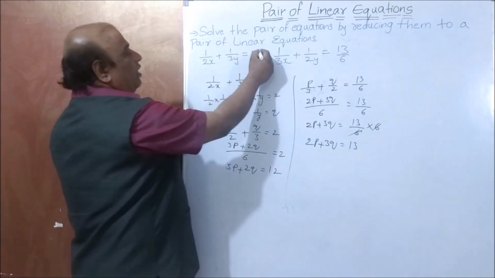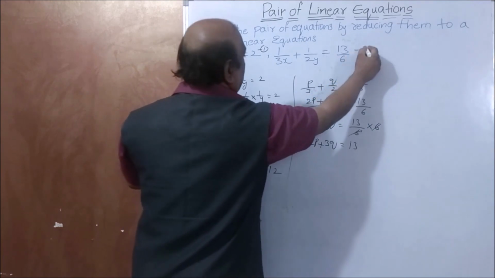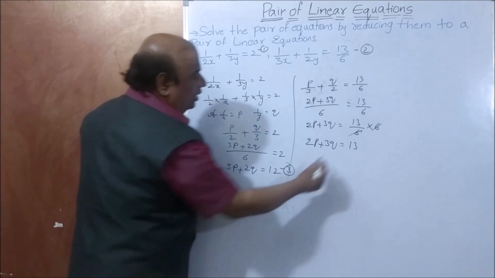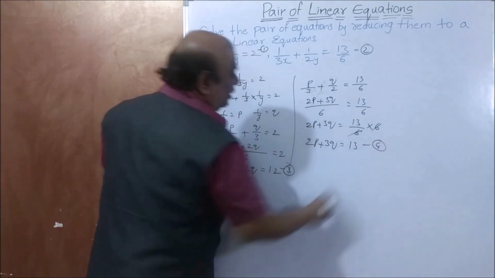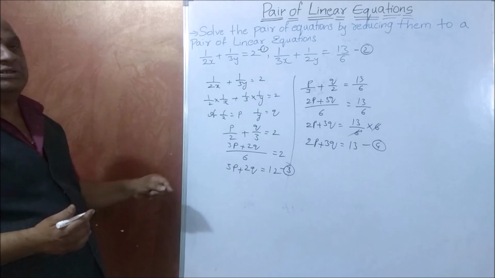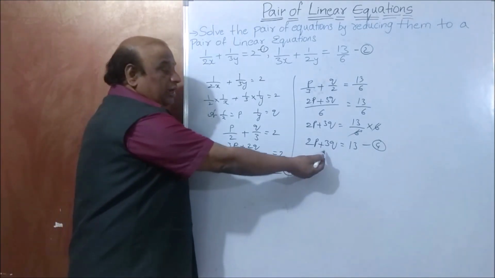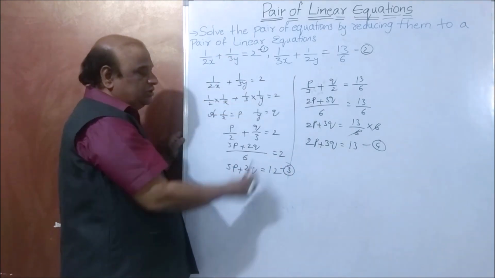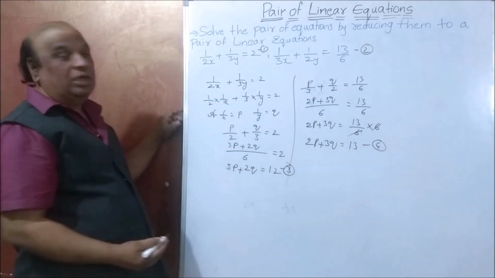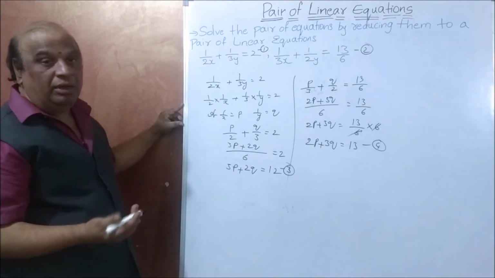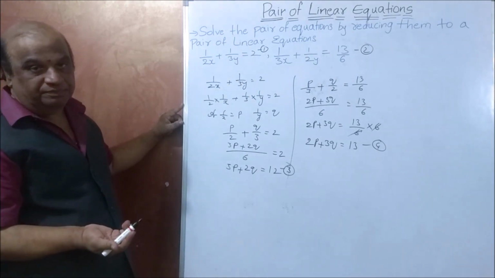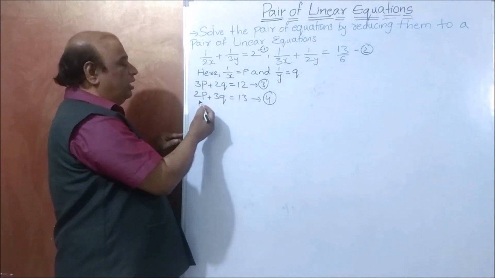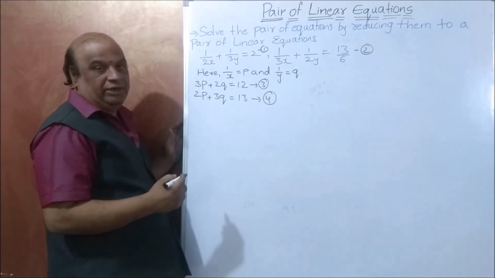Suppose it is equation 1, it is equation 2. Now these are equation 3 and equation 4. Now we observe these two equations. These two are linear equations. Like this you have to convert the given equations into a pair of linear equations. Now we have to solve for the p value and the q value. So these are linear equations: 3p plus 2q is equal to 12, 2p plus 3q is equal to 13.